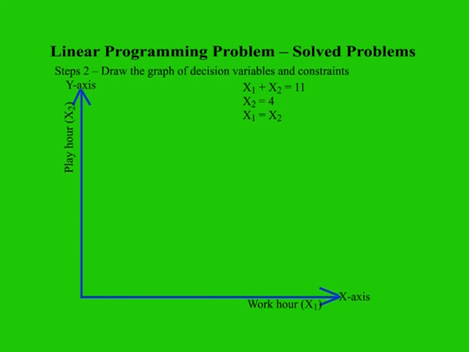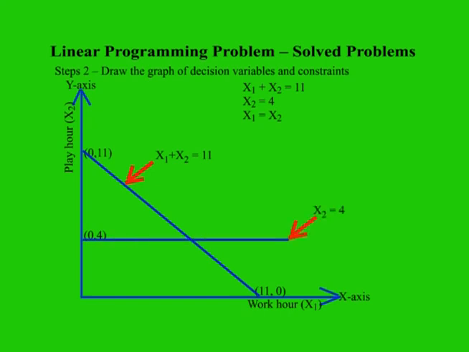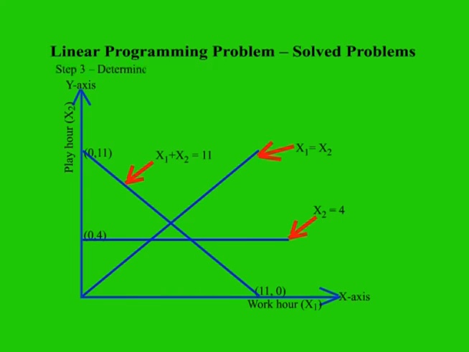x1 plus x2 is equal to 11 is a downward sloping slant line starting from 0,11 on the y-axis and ending at 11,0 on the x-axis. x2 is equal to 4 is a horizontal line starting at 0,4 and stretched to the right. x1 is equal to x2 is a positive slope graph starting from the origin, or 0,0, and extending away from the origin.